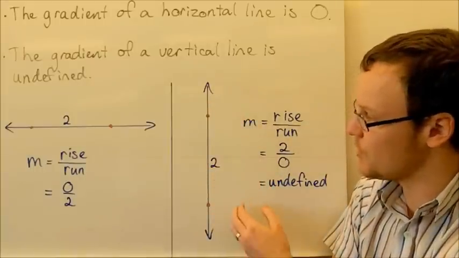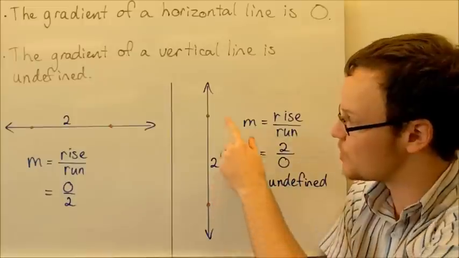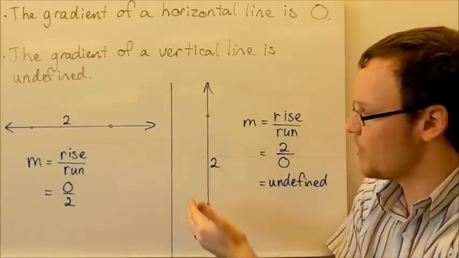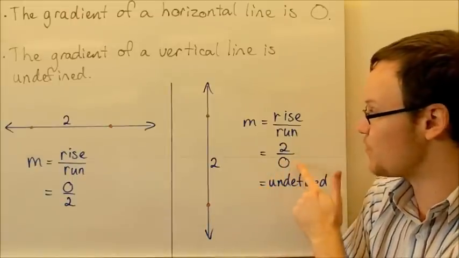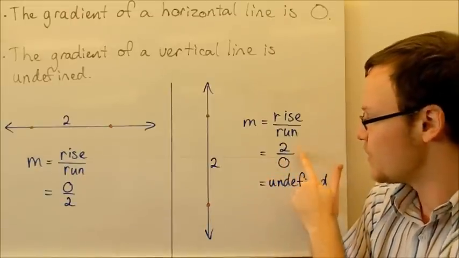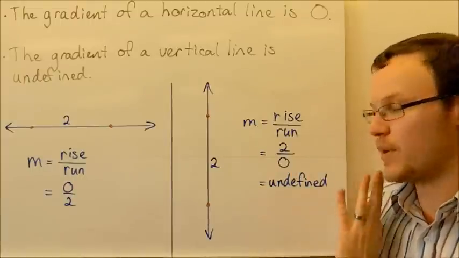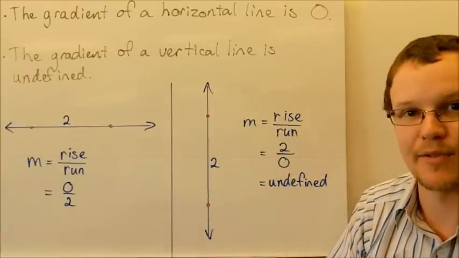So for our vertical line here, we've got a rise of 2 units, okay, but there's 0 run. So if we were to substitute a 0 run into our gradient formula, we're dividing by 0, which can't be done. So the gradient of that graph is undefined.